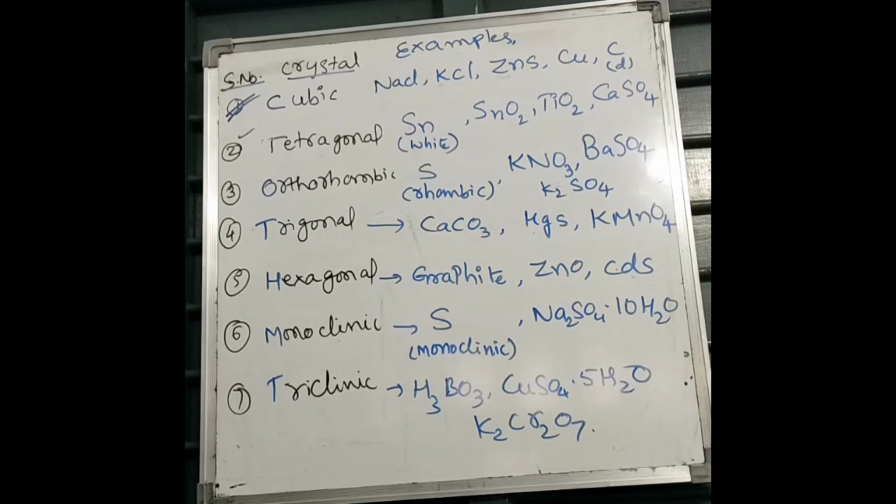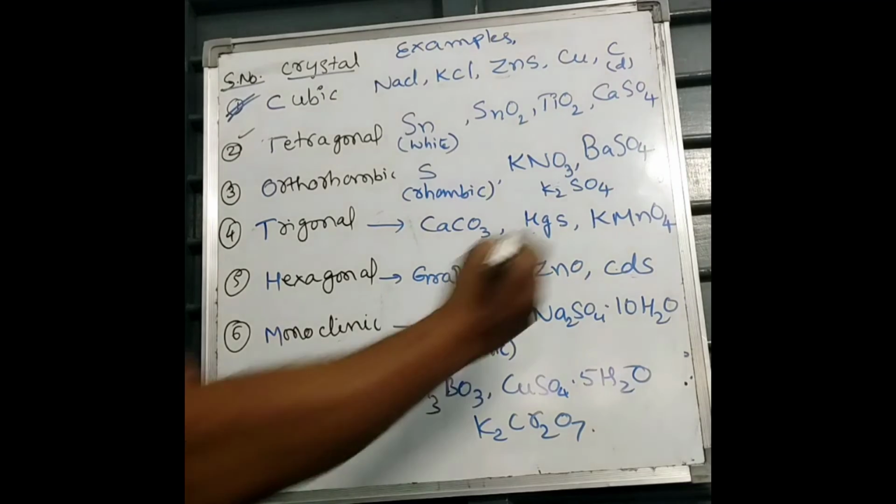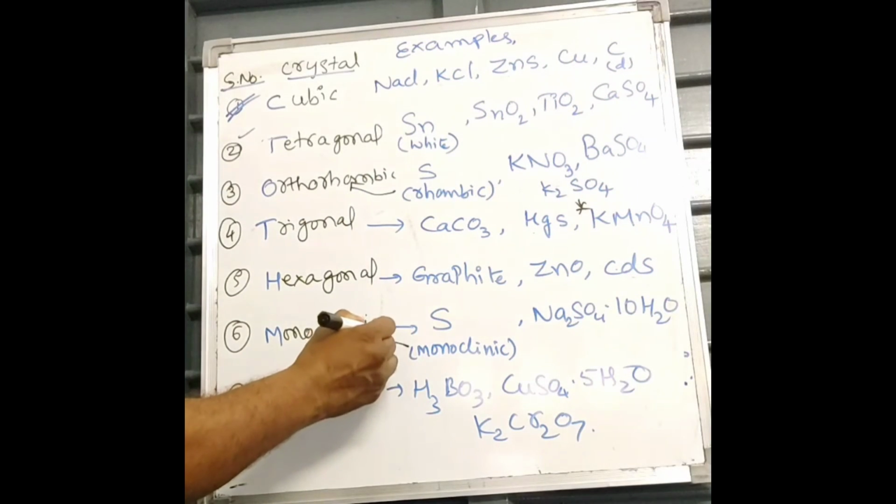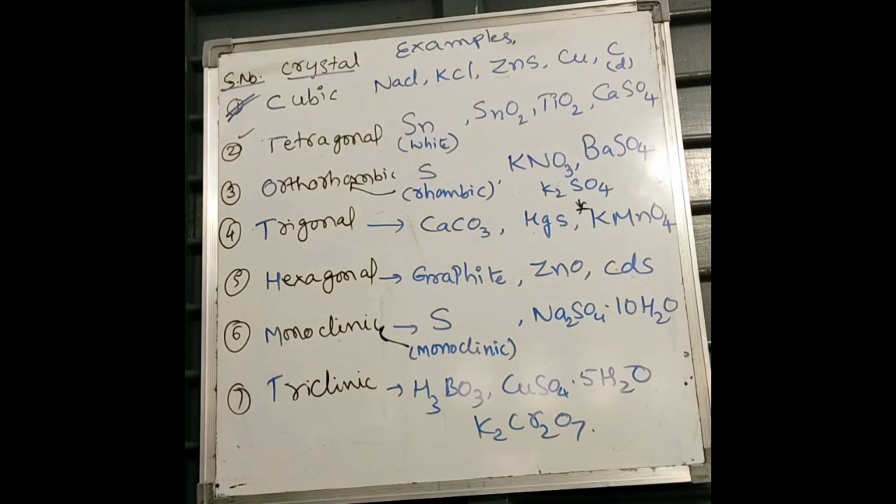And for trigonal crystal system: calcite, CaCO3, HgS, KMnO4, very important, potassium permanganate. For hexagonal: graphite, zinc oxide, cadmium sulfide. For monoclinic: sulfur, see, rhombic sulfur belongs to orthorhombic, monoclinic sulfur belongs to monoclinic crystal system. Sodium sulfate, Na2SO4·10H2O. Triclinic, the most unsymmetric one: boric acid, copper sulfate pentahydrate and potassium dichromate.